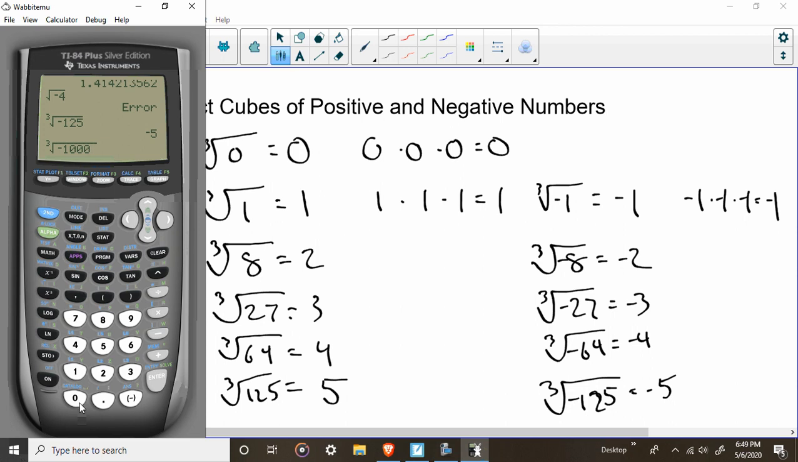Negative, was 10 times negative, I'm sorry, negative 1,000. It would tell you that's negative 10, right? And it will tell you other numbers. It will tell you things like what's the cube root of 5?